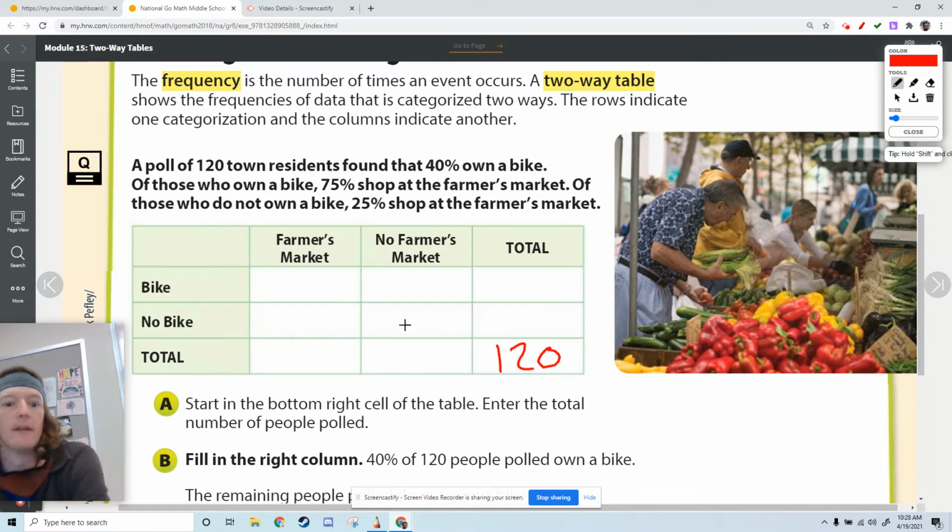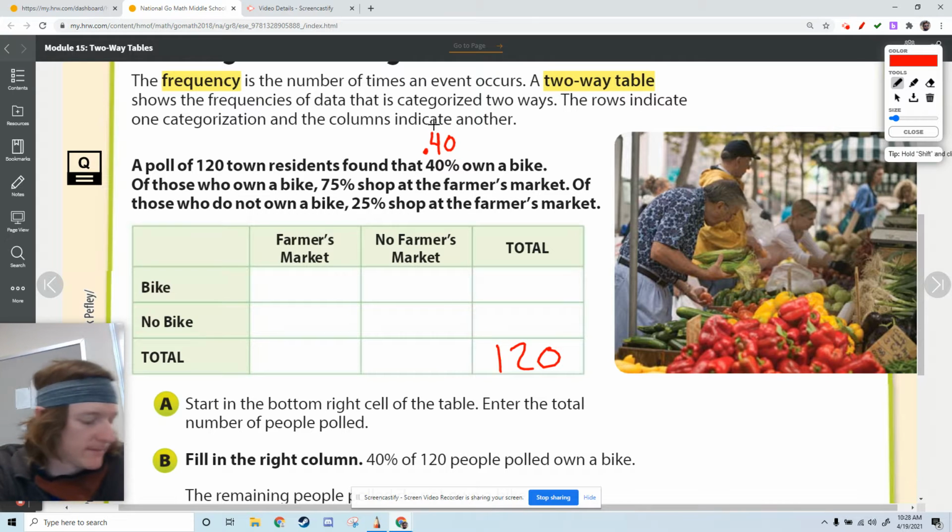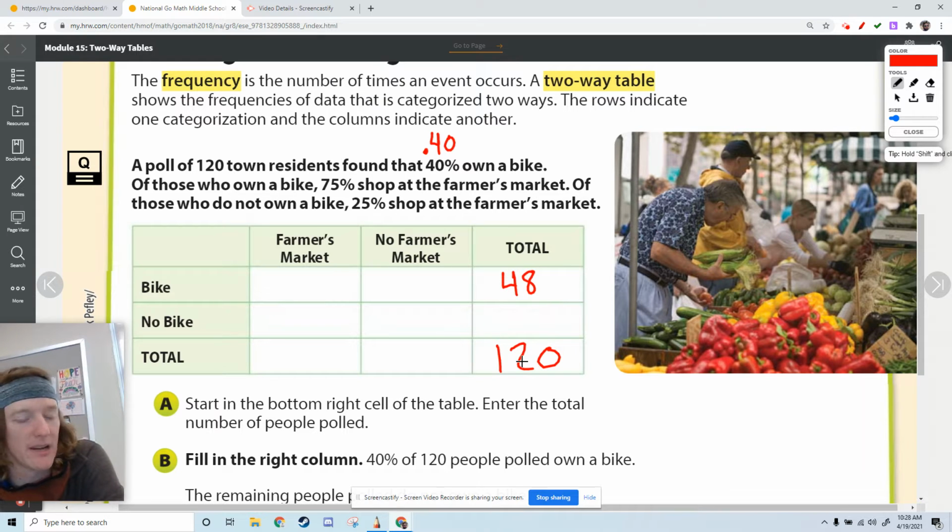So we know over here that 40% of 120 people own a bike. So let's find what 40% of 120 is. Well, 40% as a decimal is 0.40. So we're going to do 0.40 times 120. 48 people own a bike. So how many people don't own a bike? Well, we'd have to just subtract 120 minus 48, and we get 72 people who don't own a bike.